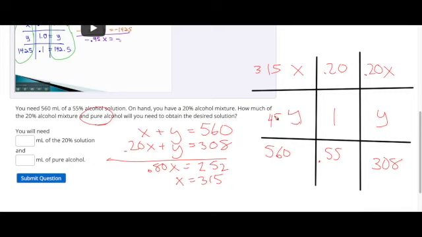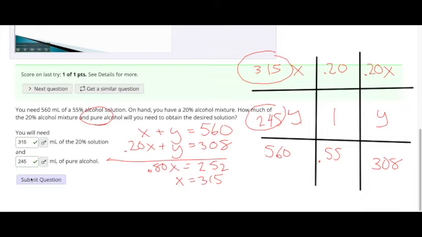So that's going to be 45 to get to 60, and 2 to get to 5. That should be 245. So 245 of one, 315 of the other should be our answer. Let's see if we're right here. 315 and 245. Hit it.